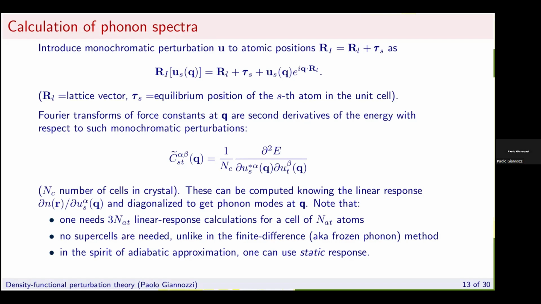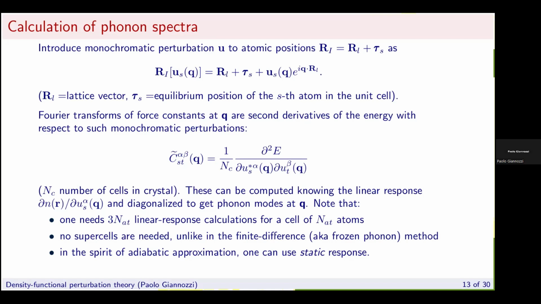As I've mentioned before, no supercells are needed in this approach, unlike other approaches like the Frohnhoff-Olsen phonon, in which the monochromatic perturbation is explicitly built in with a small displacement.